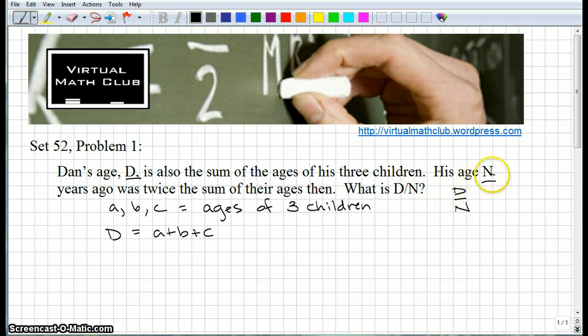So it says his age n years ago. So what was his age n years ago? If we wanted to know his age n years ago, we would just take his age now and subtract n, right? And then we're told that his age n years ago was twice the sum of their ages then. Okay, so it's twice the sum of their ages, but it's not their ages now. Their ages n years ago were A minus n, and we're going to add these, so B minus n and C minus n.